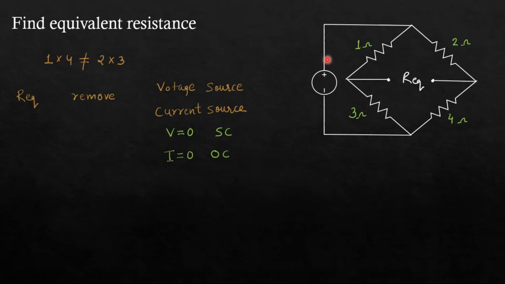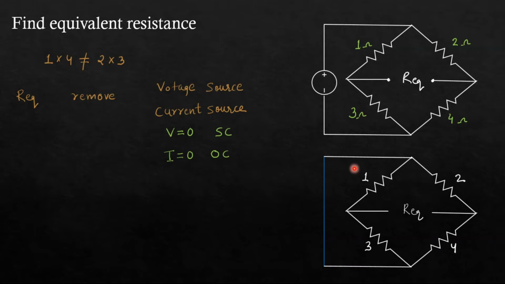In this problem, we have a voltage source. We will have to short circuit this in order to find the R equivalent at this terminal. So we will short circuit this voltage source like this. I have short circuited. Now after short circuiting the voltage source, you can see these two resistors are in parallel and these two resistors are in parallel. How? Let me show you this.